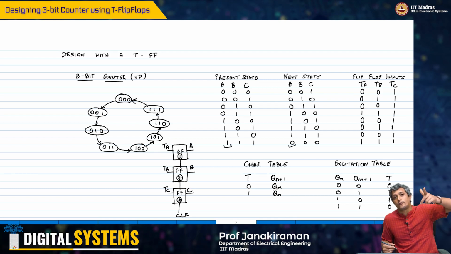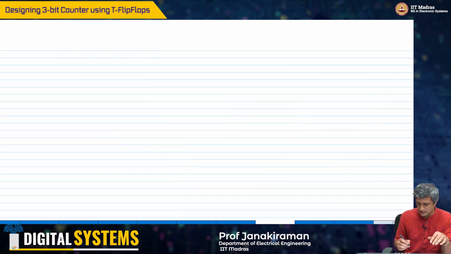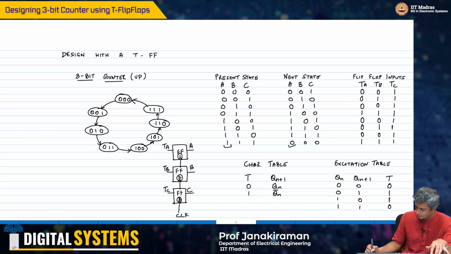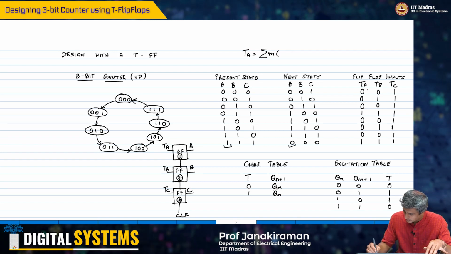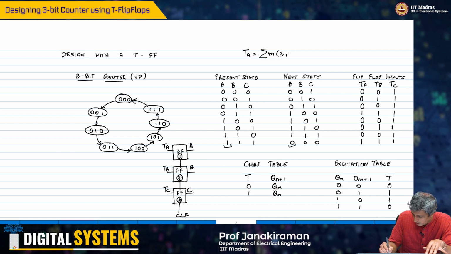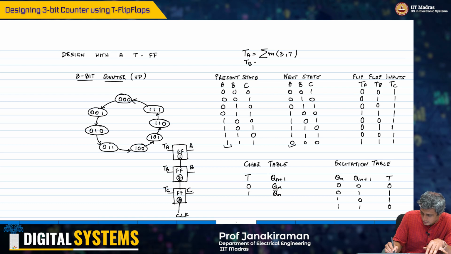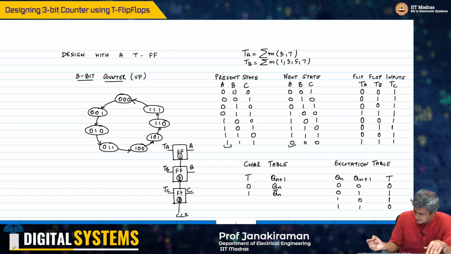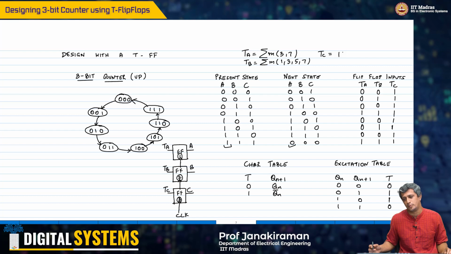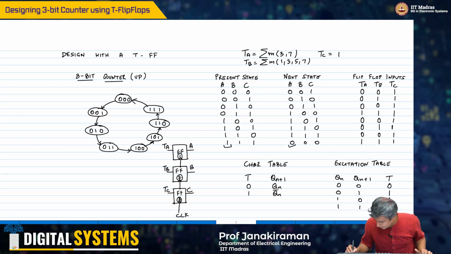A is toggling every 4 cycles. Okay. So if I look at this circuit now, I will take this. So my TA is summation min terms 0 1 2 3 3 comma 7. TB is summation min terms 1 3 5 7, and TC is basically just 1. I don't care about the min terms because it's always 1, right?